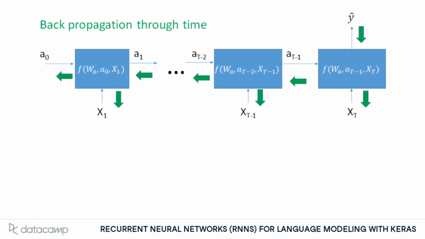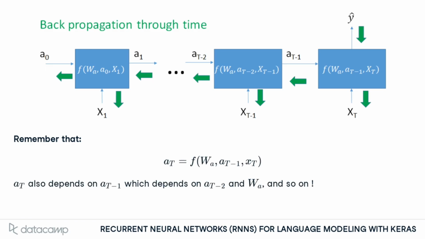In the backpropagation phase, we have to compute the derivatives of the loss function with respect to the parameters. To compute the derivative of the loss with respect to the matrix WA, we need to use the chain rule because y hat depends on AT, which also depends on WA. But AT also depends on AT minus 1, that depends on WA. Thus, we need to consider the contribution of every previous step by summing up their derivatives with respect to the matrix WA.